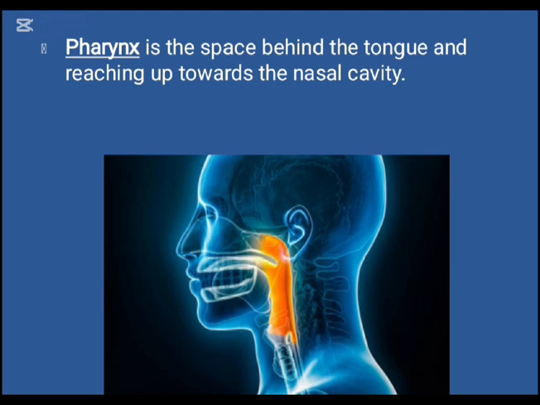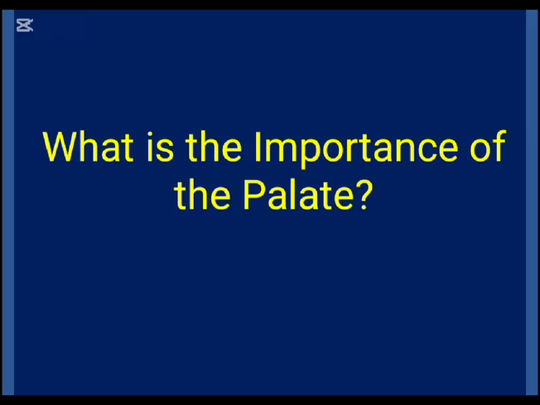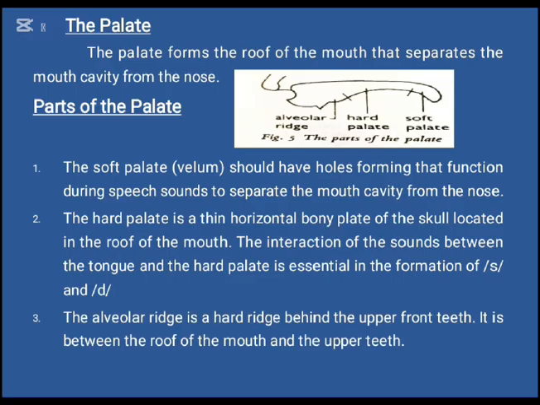The space behind the tongue and reaching up towards the nasal cavity is called the pharynx. What is the importance of the palate? The palate forms the roof of the mouth that separates the mouth cavity from the nose. The parts of the palate: let's start with the first part. The soft palate, which is also called the velum, functions during speech sounds to separate the mouth cavity from the nose.